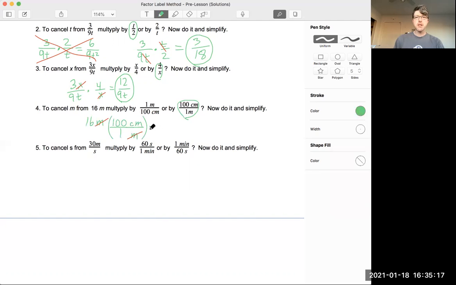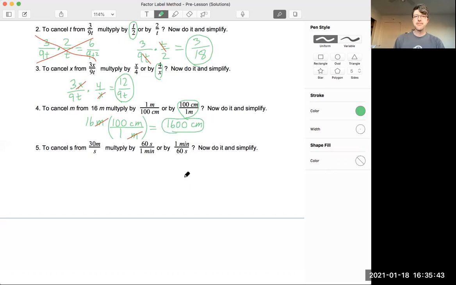Let's multiply that together and see what we get. So 16 times 100, that's, well, 1600. I can do that in my head. Then we have centimeters up here. And then in the bottom, we have nothing, or we have a 1, so that's our answer. If the denominator of a fraction is 1, you don't have to write it, because dividing by 1 doesn't do anything.